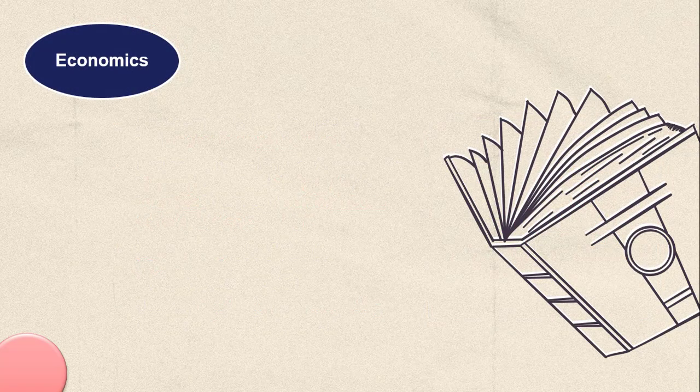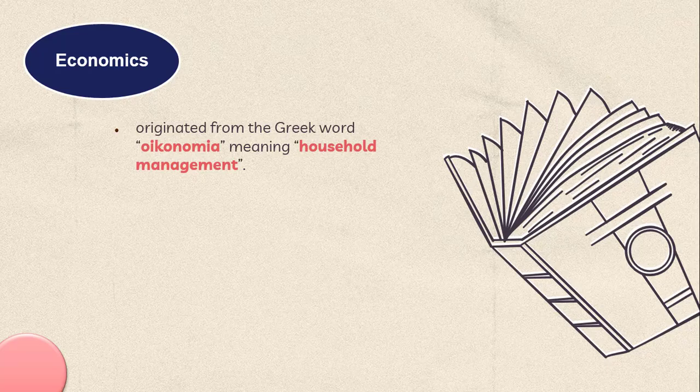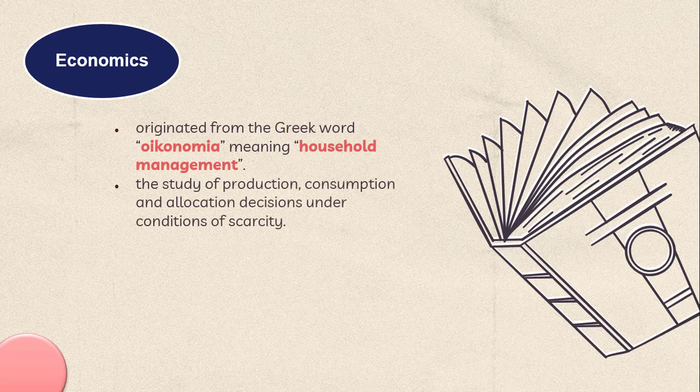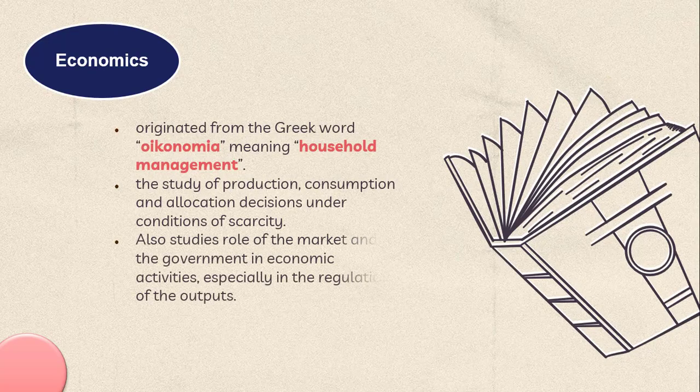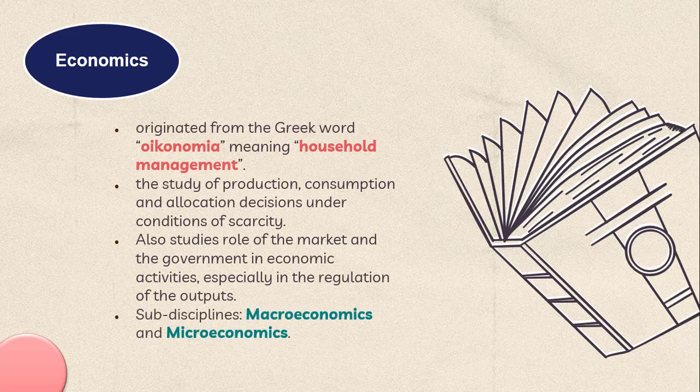Economics. Economics originated from the Greek word oikonomia, meaning household management. Economics is the study of production, consumption, and allocation decisions under conditions of scarcity. It studies the role of the market and the government in economic activities, especially in the regulation of the outputs. Its primary goal is to develop better economic policies in order to mitigate problems about the allocation of scarce resources or the distribution of wealth and to maximize the benefits that the people will get from consuming goods and services.